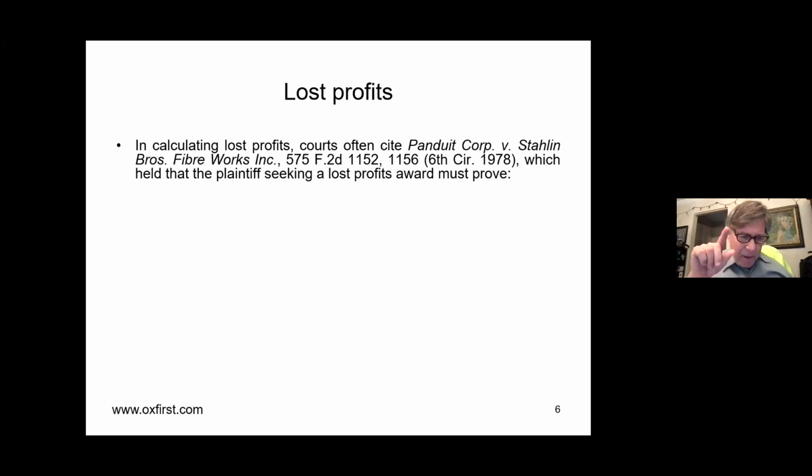But one observation is that the area this tends to apply most is in pharmaceutical cases, where there's often only one patent and one market. And so that often opens itself up to easier proof that you would have made the infringer's sales.